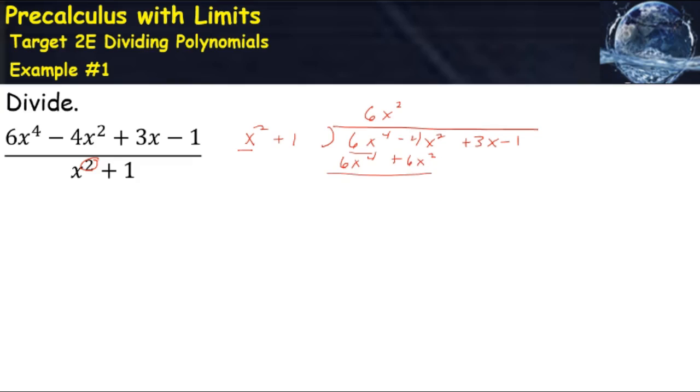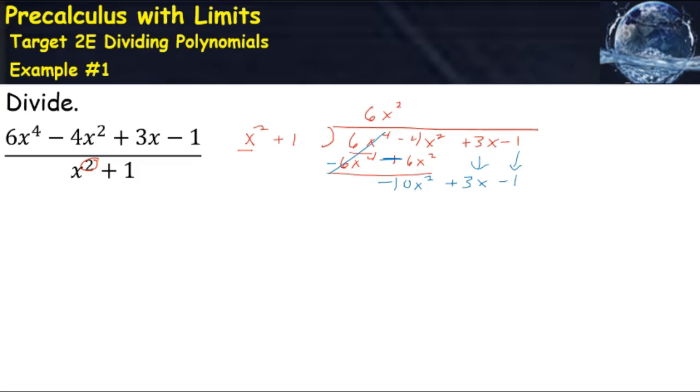But I have to subtract these, so that means I have to change the sign. So this is going to become negative, and this is going to be negative. So these cancel, and I get negative 4x squared minus 6x squared, which is negative 10x squared. And then I'm going to bring down the 3x and the negative 1.